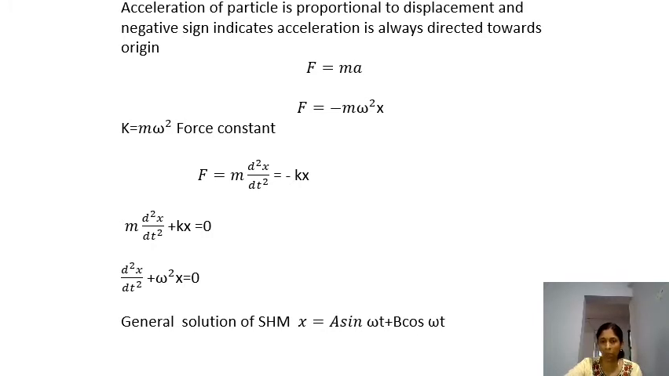F is equal to minus m omega square x. K is equal to m omega square. So F is equal to m d square x divided by dt square is equal to minus kx. So m d square x divided by dt square plus kx is equal to 0. So the general equation for simple harmonic motion, after simplification, is x equal to a sin omega t plus b cos omega t. This is the general equation for the simple harmonic motion after simplification.